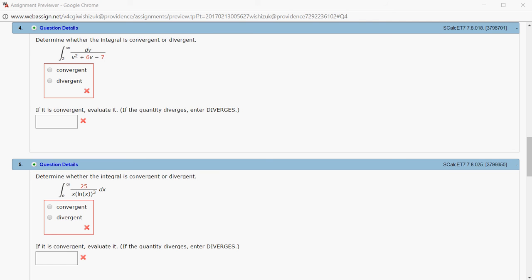Alright, let's look at homework 7.8, problem number 4. Let's evaluate this improper integral.